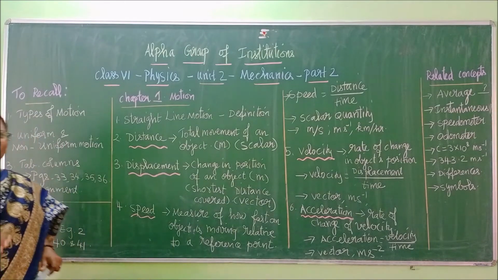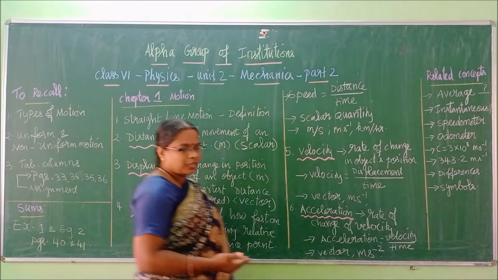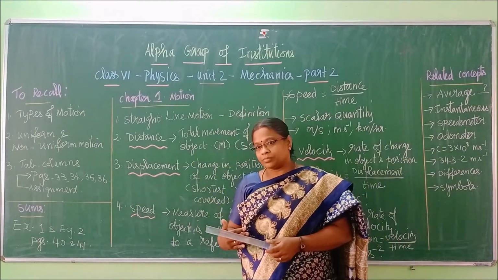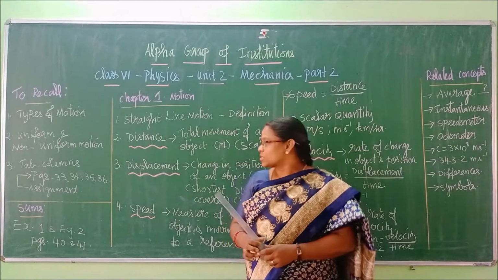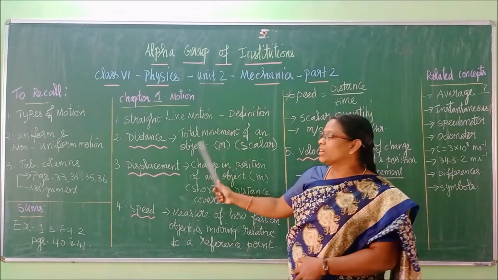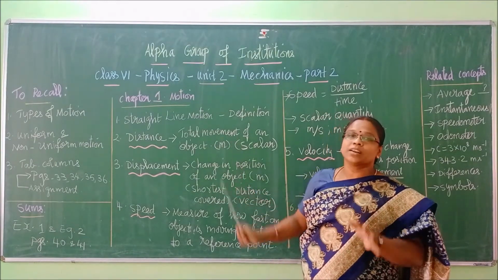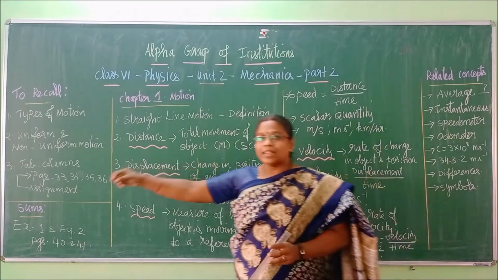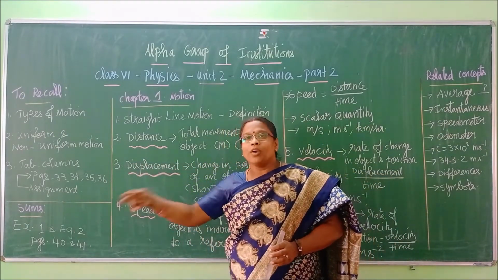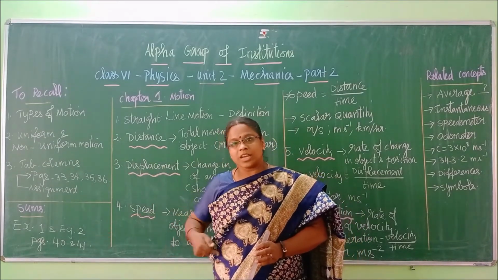Distance. For example, if I am traveling from here to here, what is the length I cover? That is called distance. Total movement of an object is called distance. This is a general definition. I started from there and ended over here. To come from the starting point to the end point, this may be the straight distance.